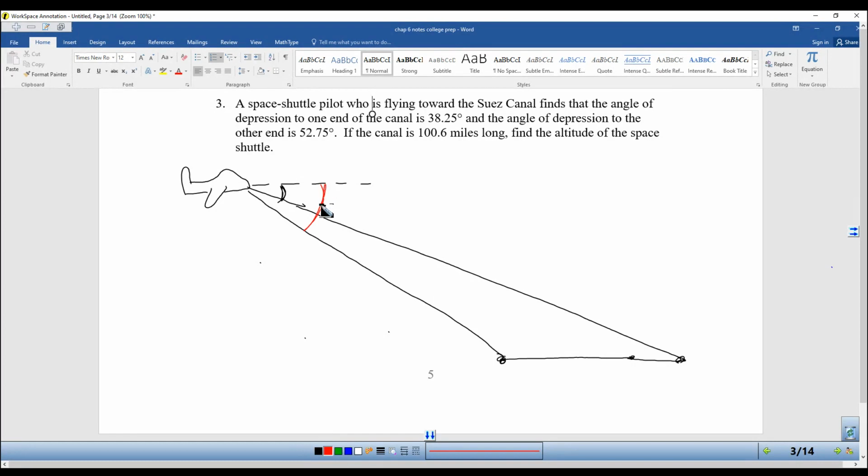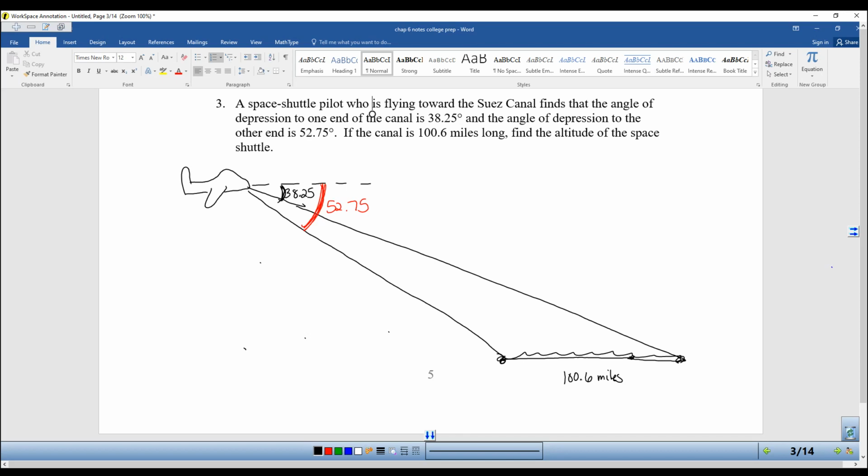So we have the big angle, which is 52.75, and the little angle, which is 38.25. And it says that the canal is 100.6 miles long. So I don't know if you can picture this, but as he's flying, here's the canal, and he sees the near end of it. If he looks really far down, his angle of depression is 52, but if he's looking way over at the other end, which is 100 miles further out, he only has to look down 38.25 degrees.